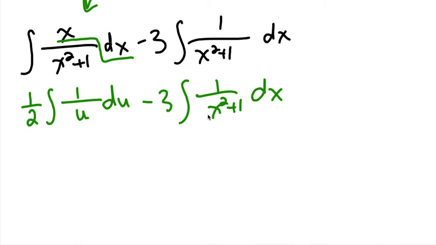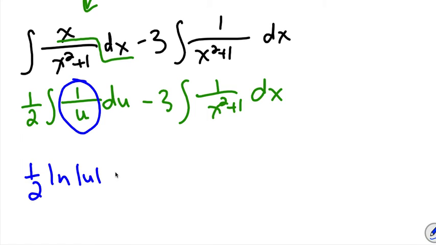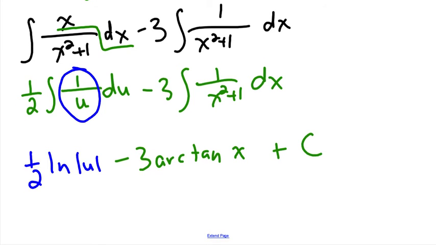Okay, so let's look at these separately. What is this integral, 1 over u? Hopefully you recognize that that is ln of the absolute value of u. We don't need a plus c, we'll put that at the very end. I'll switch this up and use green for the second part, minus 3. What is this integral, 1 over x squared plus 1? I'm hoping that you're thinking arctan on that one, because that's what we got. So arctan of x, and now we'll throw the plus c at the end.